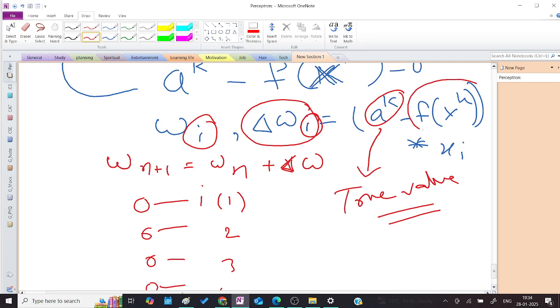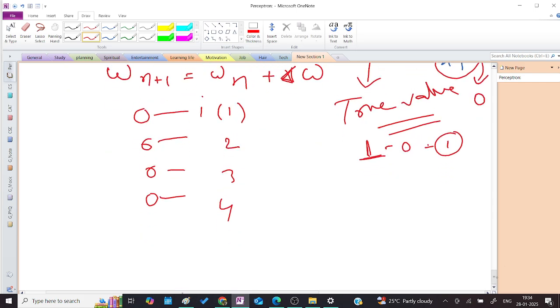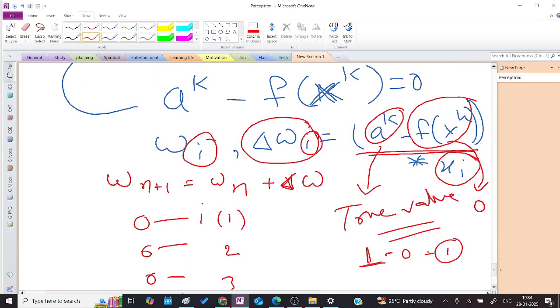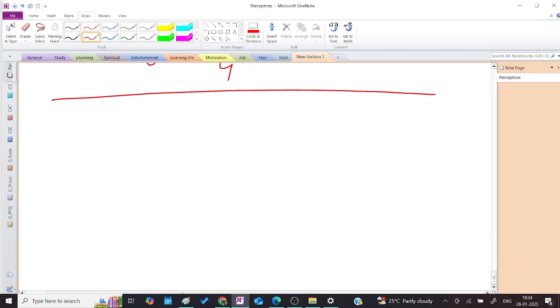Suppose the perceptron output is 0. That is, it does not belong to the class. But the true value is 1. That is, it belongs to the class. Then this sum will be 1 minus 0. That is 1, right? Multiplied by the pixel intensity xi, and this will happen for each weight, for all i. Let me give you one example, and then I will conclude.